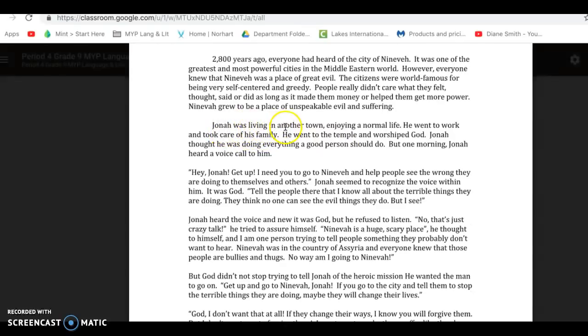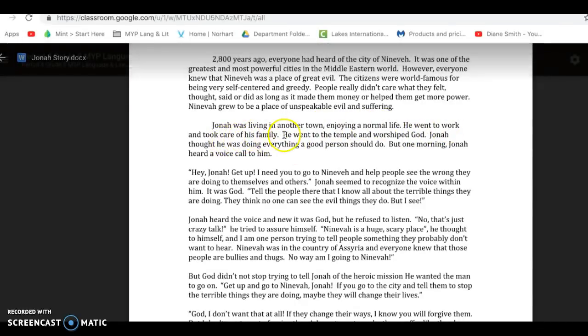Jonah was living in another town, enjoying a normal life. He went to work and took care of his family. He went to the temple and worshiped God. Jonah thought he was doing everything a good person should do. But one morning, Jonah heard a voice call to him.